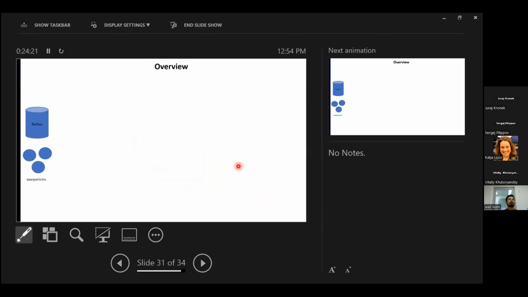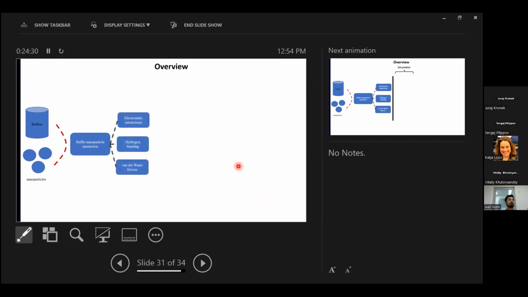Then I will just give you an overview of what we were trying to do and what we conclude from this. Buffers can definitely interact with the nanoparticles, and this interaction can be supported by electrostatic interactions, hydrogen bonding, and van der Waals forces. We mostly focused on hydrogen bonding, but in the simulation we also found van der Waals forces and other types of interactions playing their role, though we didn't discuss them here. This interaction can lead to at least three types of patterns we can observe.